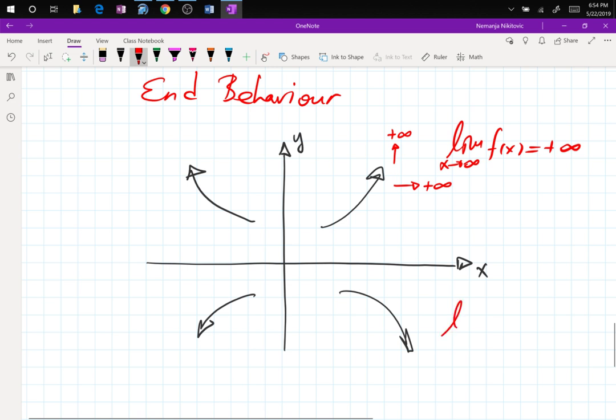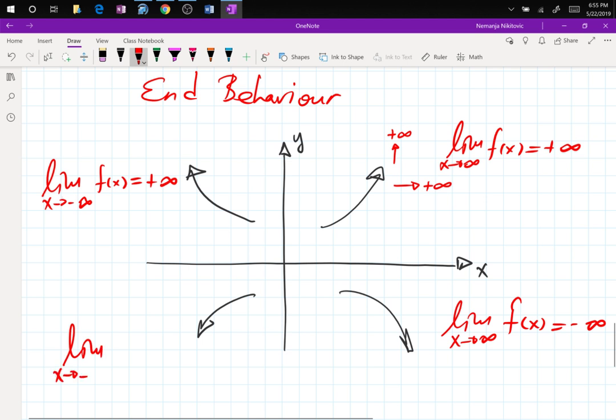The one on the bottom: the limit as x goes to positive infinity, because the arrow moves toward the right, but the answer is negative infinity this time because the arrow is pushing downwards forever. On the left side, the upper one is the limit as x goes to negative infinity, giving positive infinity as the answer. And finally, the limit as x goes to negative infinity of f of x is equal to negative infinity down there.